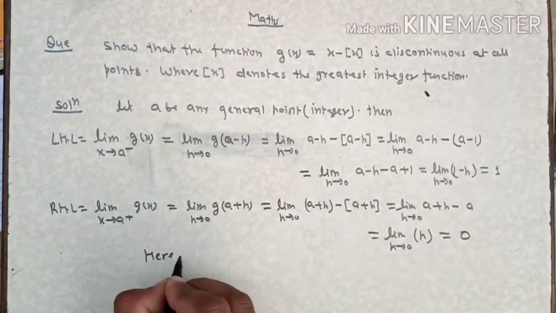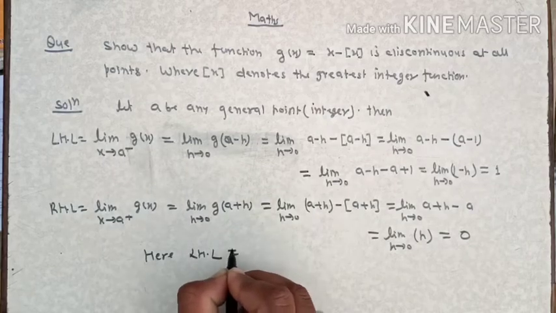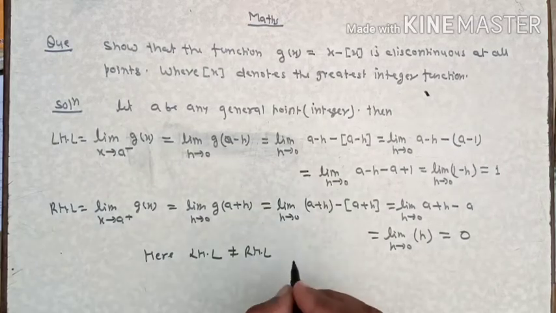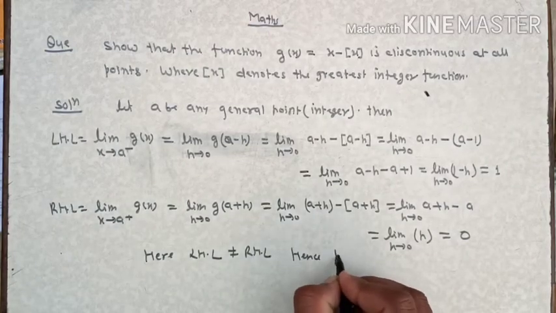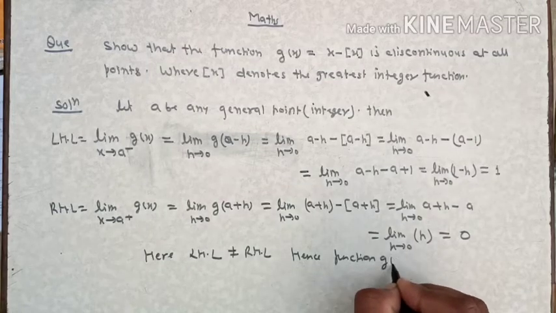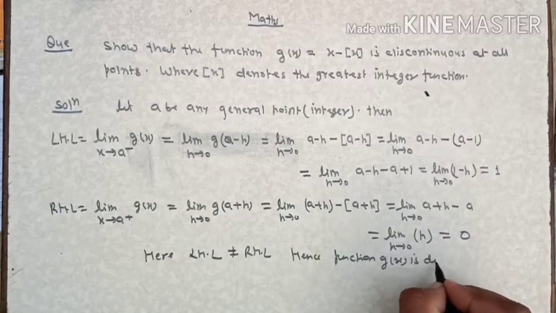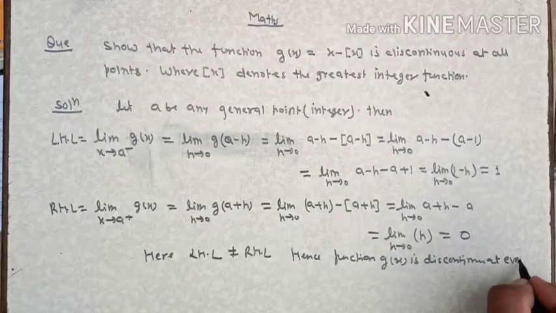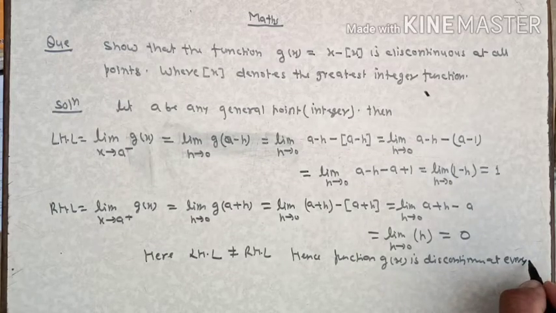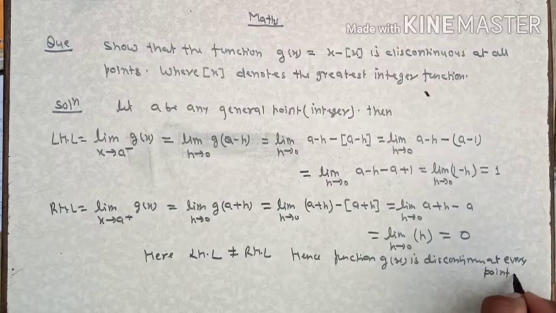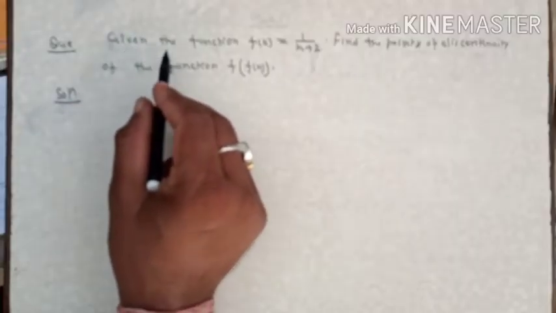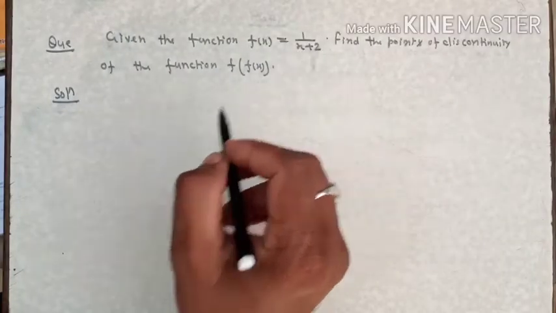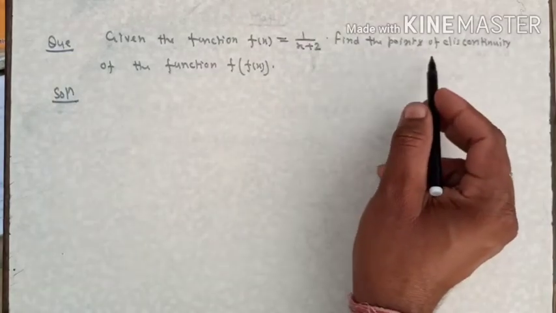Here the left hand limit is not equal to the right hand limit, hence the function g(x) is discontinuous at the integer points. Next question, given the function f(x) = 1/(x + 2), find the points of discontinuity of the function f(f(x)).